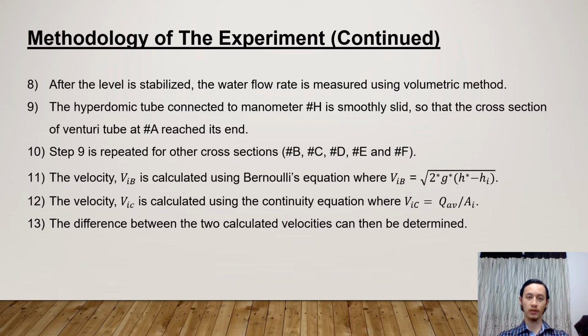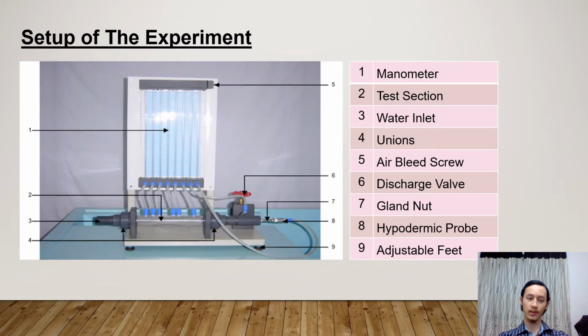The hypodermic tube connected to manometer H is smoothly slid so that the cross-section of venturi tube at A reaches its end. Step 9 is repeated for other cross-sections. The velocity VIB is calculated using Bernoulli's equation. The velocity VIC is calculated using the continuity equation. Finally, the difference between the two calculated velocities can then be determined. So this is the setup of the experiment.